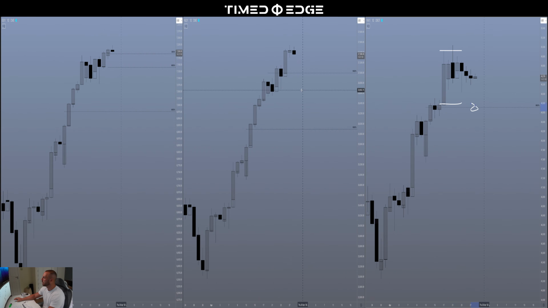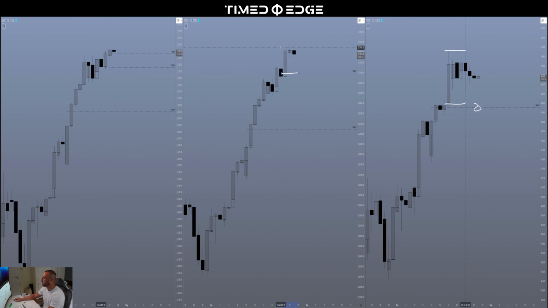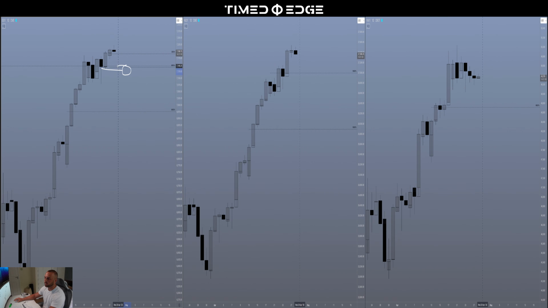Weekly 50% looks great. If weekly 50% marries up here as well, if you've got a 3 candle model, 1, 2, 3 into the weekly 50%. Also that low marries up with the weekly 50% there as well. So let's see what we get.